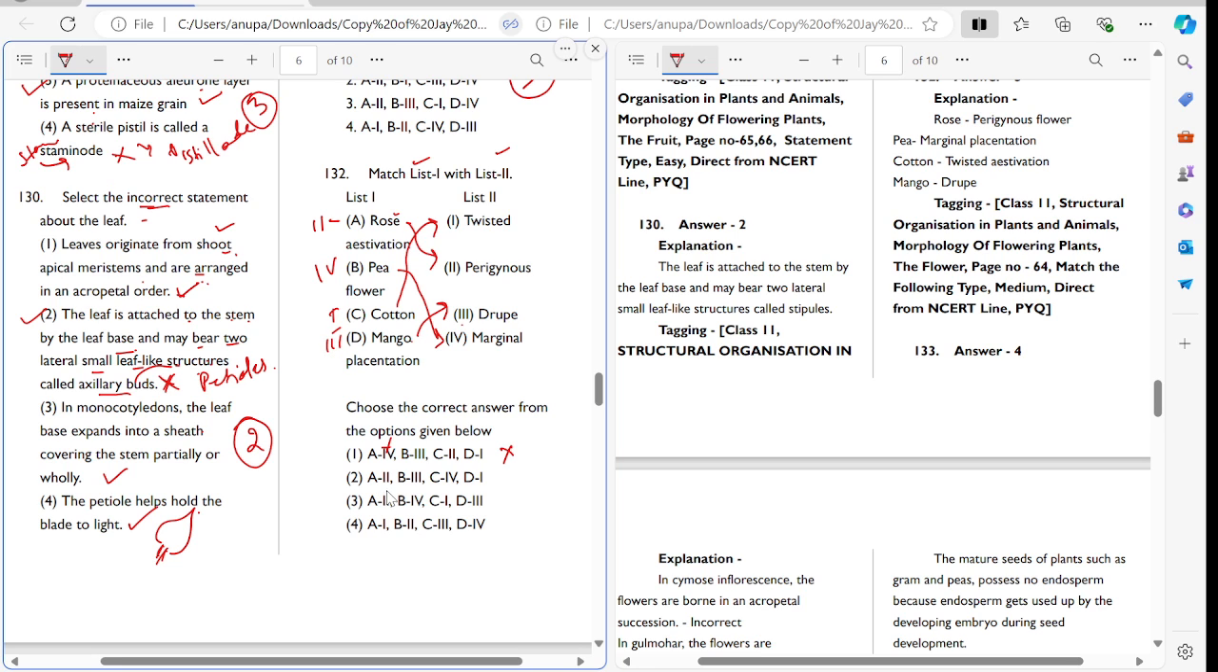A matches with 2. This is right. B matches with 3. This is wrong because B matches with 4. So this will also not be the right answer.